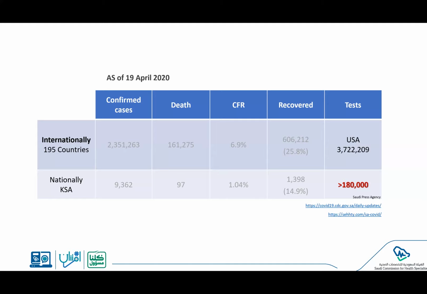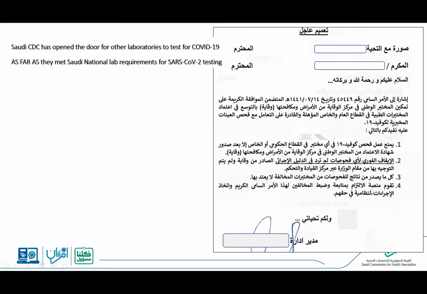So to decrease the burden in these labs in Saudi Arabia, the Ministry of Health opened the door for other laboratories to test for COVID-19, as long as they met the Saudi national lab requirements for SARS coronavirus 2 testing. And this circular was issued earlier, less than 10 days ago.